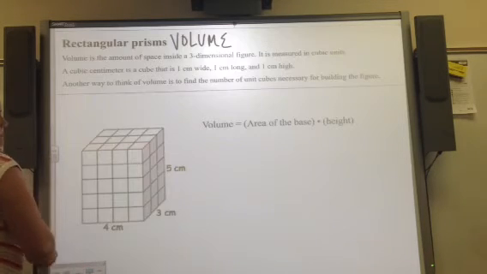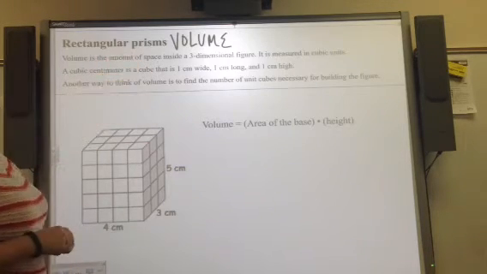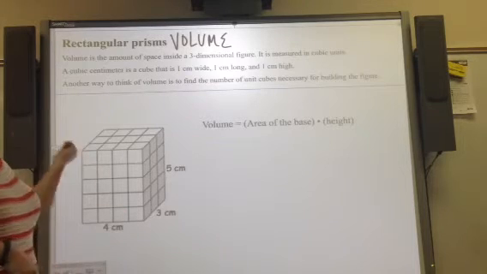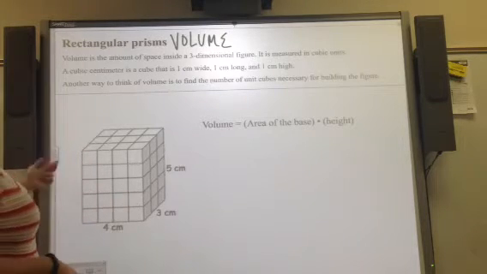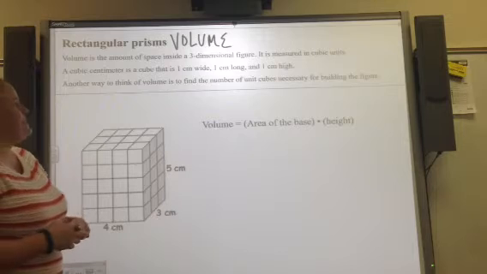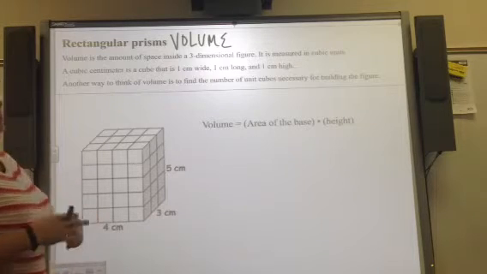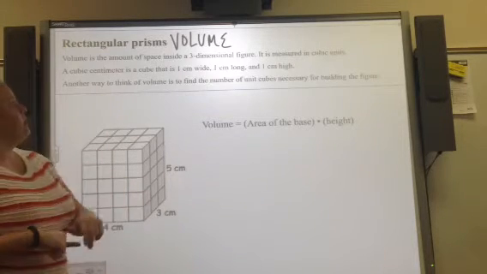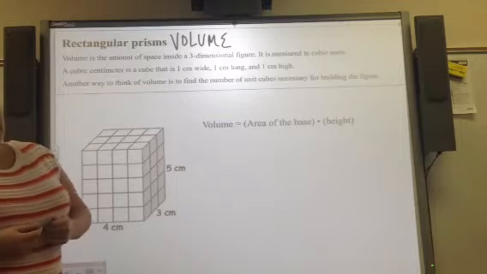Our next concept is getting into the volume of rectangular prisms. And we're going to use the same 2 examples as we did with the surface area. So volume is the amount of space inside the 3-dimensional figures. Think of it as the gift inside the wrapping paper. It is measured in cubic units.